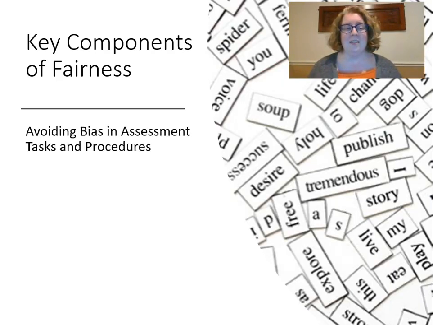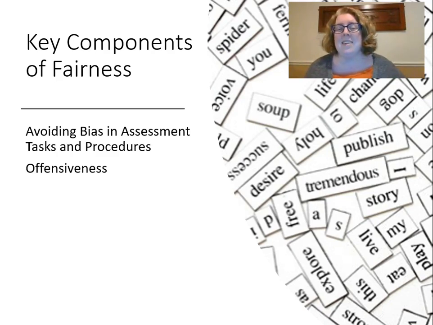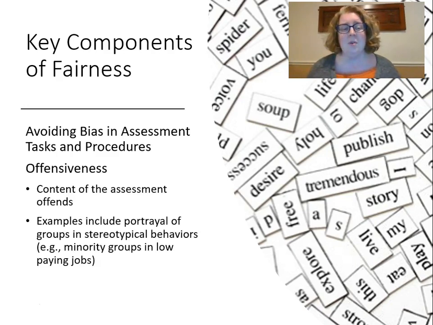Another key component of fairness is avoiding bias in assessment tasks and procedures. So we want to avoid any type of test item that might be offensive to a group of people, that might cause them to not do as well on the test. You think that's pretty easy to avoid, but we see it on the news all the time about an offensive test item or test question or reading passage to a group of students. So it's probably worth it to have another teacher take a look at your test just to make sure nothing is offensive before you give it to students. So, the portrayal of groups and stereotypical behaviors, particularly like minority groups and low-paying jobs, or thinking about gender stereotypes here as well.